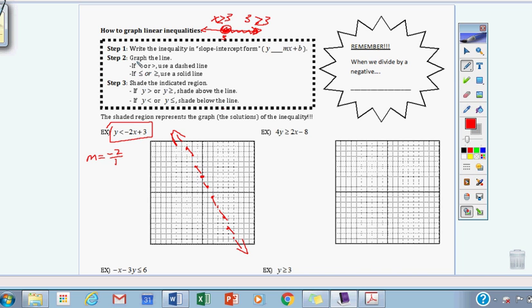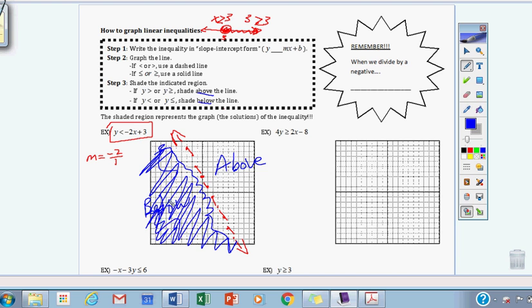Now, that's step 2. Step 3, keep it nice and simple here. Shade the indicated region. If you look here, I'm going to talk about 2 different regions. Let me switch colors here. For this line, I hope you can see that this would be above the line, and this would be below the line. So step 3 says, we're trying to keep it nice and simple for you: if it says greater than or equal to, we go above; bigger, above; less than, below. Okay, so what is this one right here? This is a less than symbol, so we're going to shade below the line.